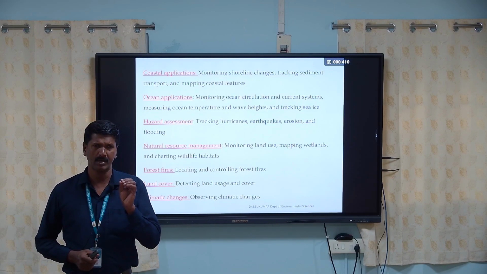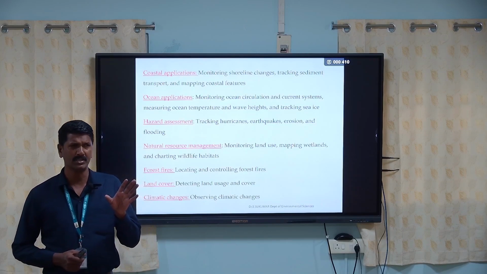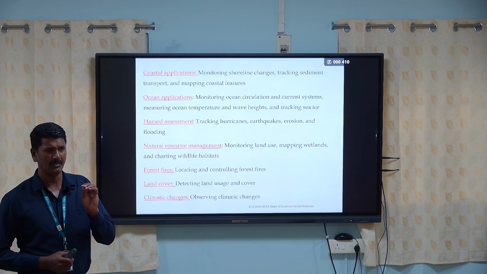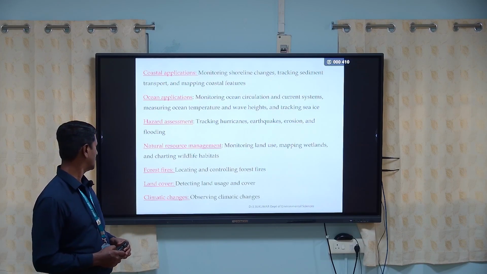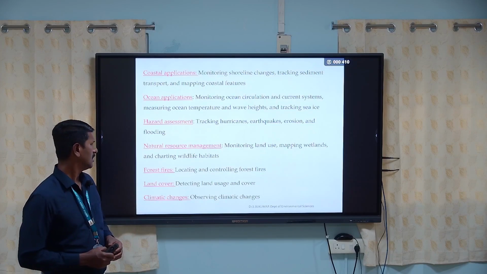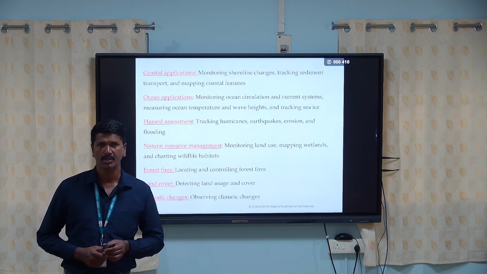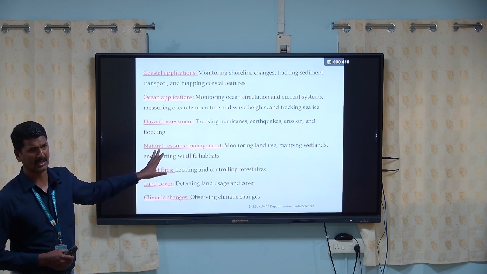We can also do area calculation: how many square kilometers of forest area or deforestation, or urbanization growth, is also possible using remote sensing technology. Observing climatic changes is possible. So these are the major applications of remote sensing technology.